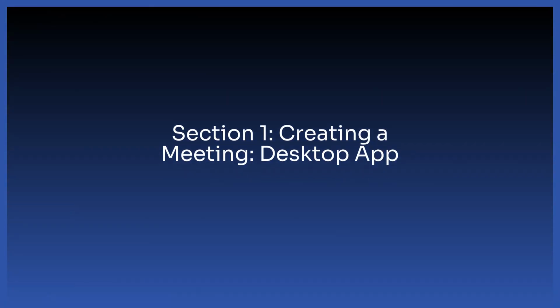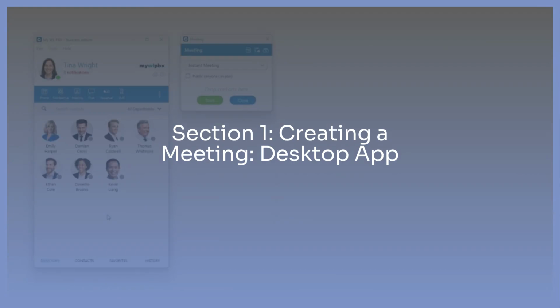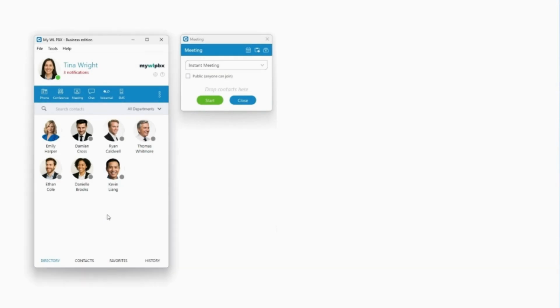Section 1. Creating a meeting using the desktop app. You can create a meeting in two ways, directly from the CommunicatorGO desktop app or through your online self-care portal. We'll first look at how to do this using your desktop app. To start a meeting from the app, click the meeting icon. This gives you the option to start an instant meeting or join a meeting using a predefined meeting number.